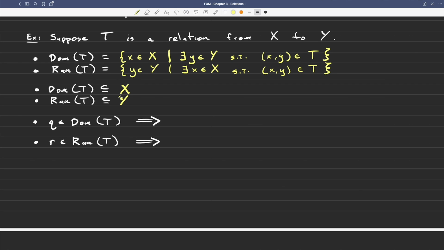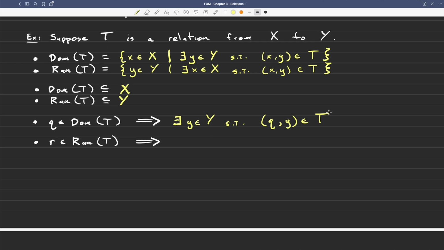Let's say you're in the middle of a proof, and you've got some character Q that you happen to know is in the domain of T. Well, what does that mean? If Q is in the domain of T, what does that imply? Well, the definition of domain would require that there must exist some point in the second set. Doesn't really matter what you call it. I'm going to call it Y. There exists some Y in big Y such that the element Q that's in the domain gets paired up with that Y, and that ordered pair is in the relation T.